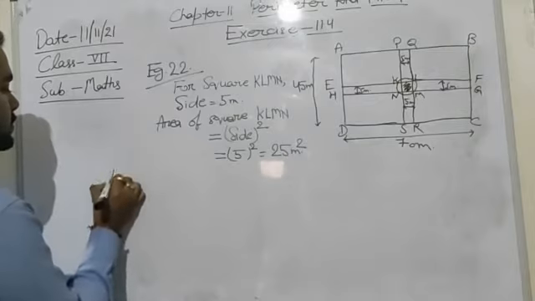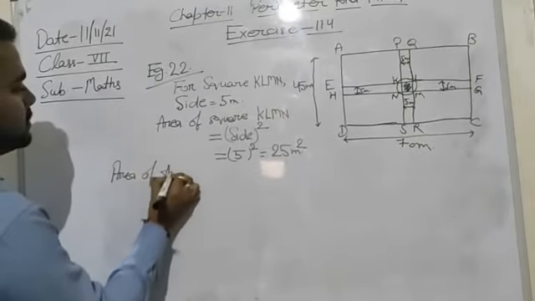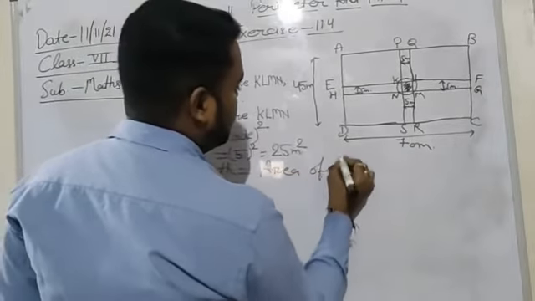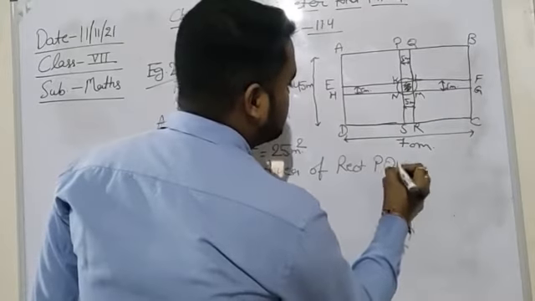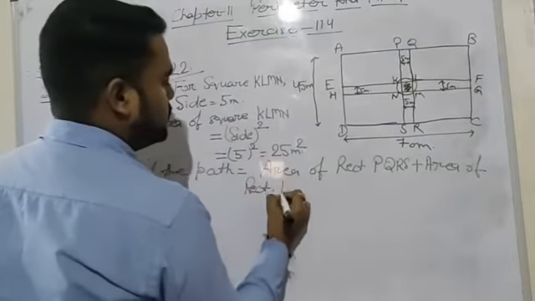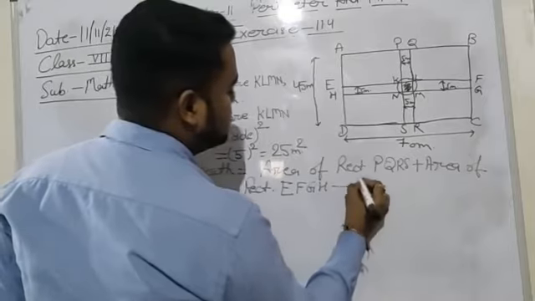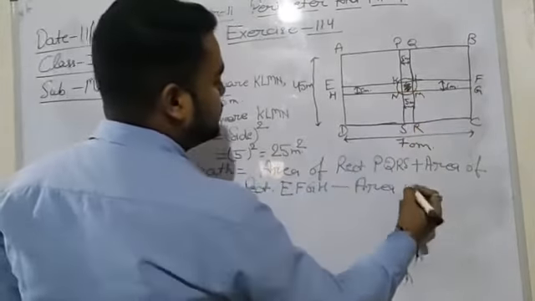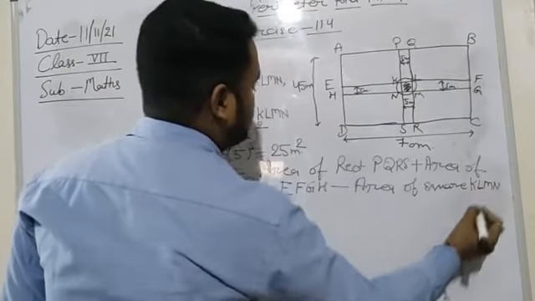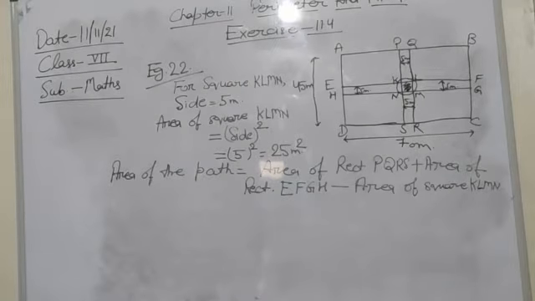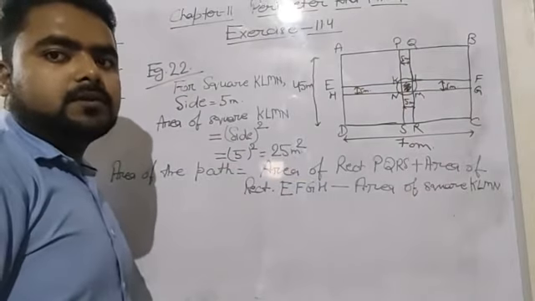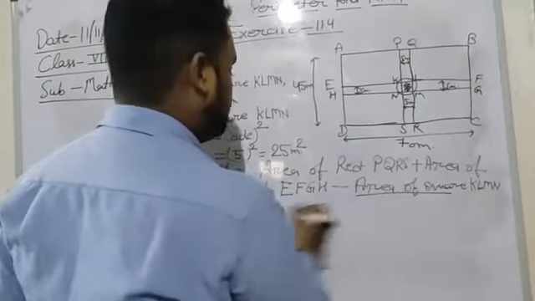As we have to find the area of the path, that is the final part of this question, we have to find area of rectangle PQRS plus area of rectangle EFGH minus area of square KLMN one time, because when you add these two areas with each other, you include this area KLMN two times, so for the exact data we exclude it one time here. Okay, now put all the values here.